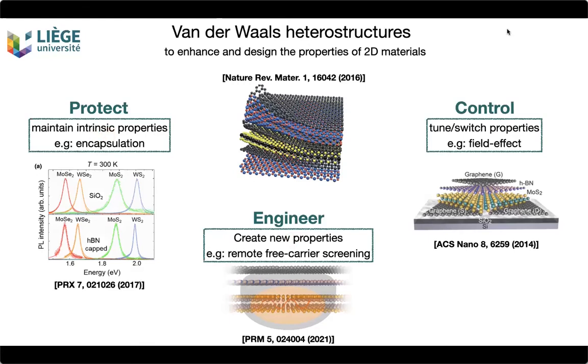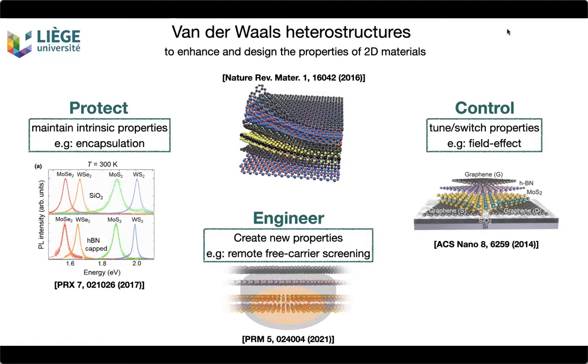So there's protect, control, and engineer. Protect would be when you want to maintain the intrinsic properties of a target layer, so you want to shield it from external perturbations. For example, you can clean up the optical responses of TMDs by capping them with boron nitride. Control is when you want to give yourself some kind of knob with which to tune or switch the properties of some material. A typical example is when you stack up some dielectric and metallic layer on top of a semiconductor, and this will allow you, for example, to tune the carrier density in the semiconductor by field effect.